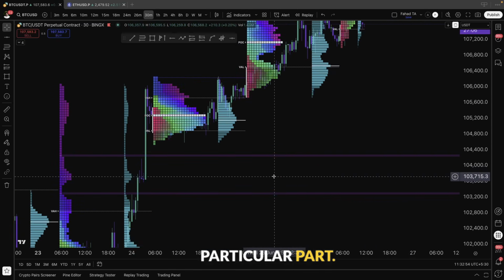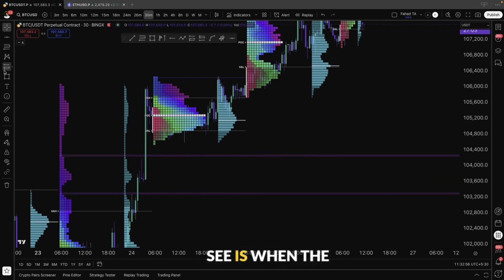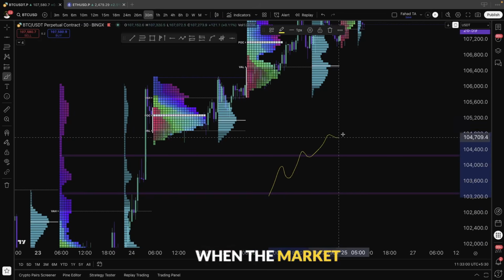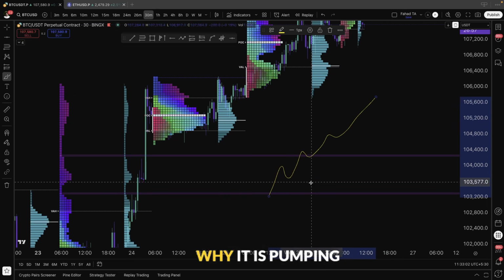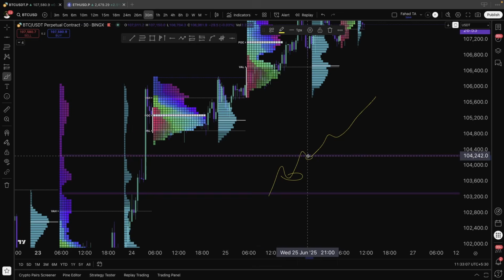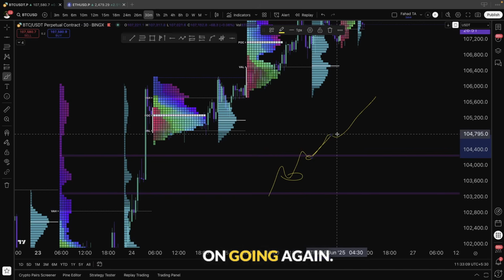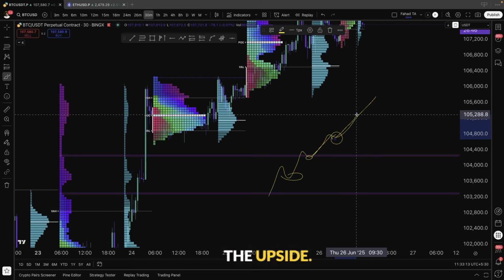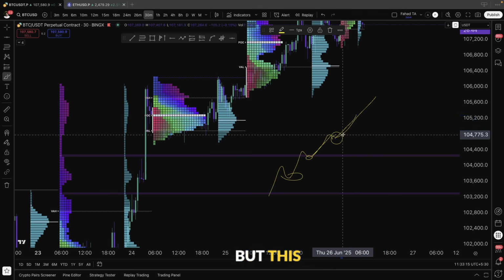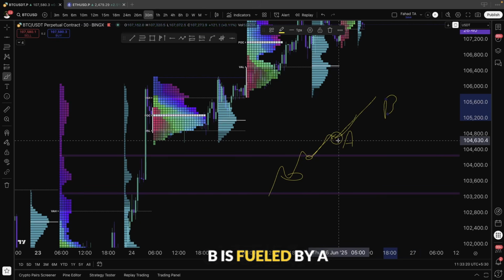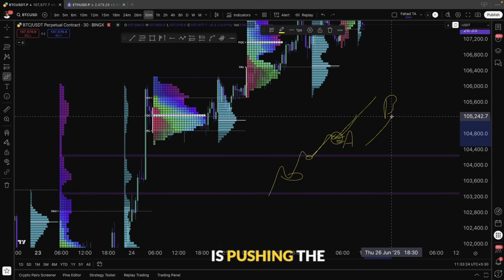Now what do you see is when the market starts to pump in a certain direction, the only reason it is pumping is because there are aggressive buyers at the bottom, and then the momentum keeps on going. Again, some aggressive buyers enter, and the momentum keeps on going towards the upside. So that is how it goes. But this momentum that travels from point A till point B is fueled by a lot of buy orders at the bottom. That is what is pushing the price higher.